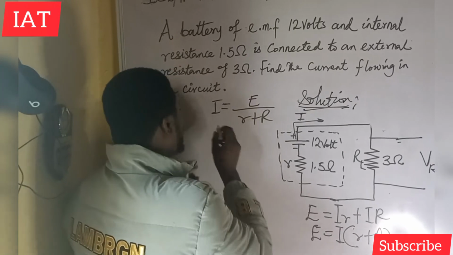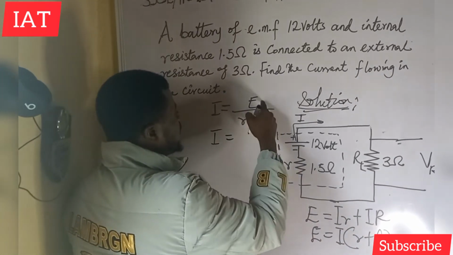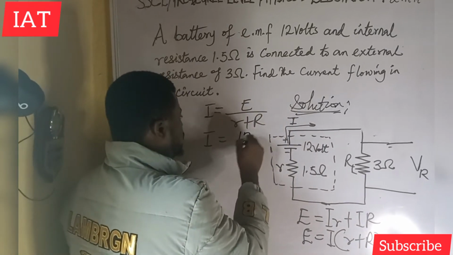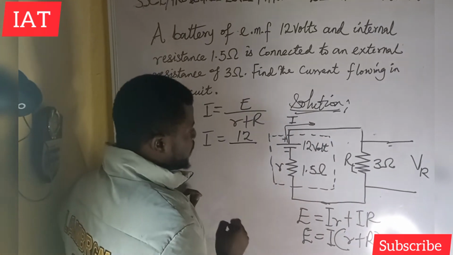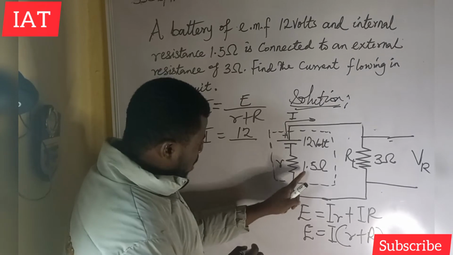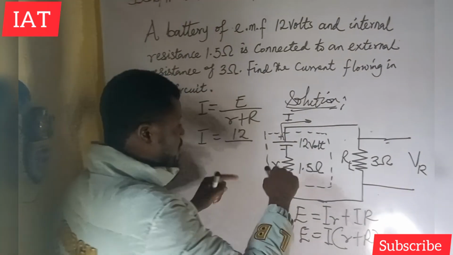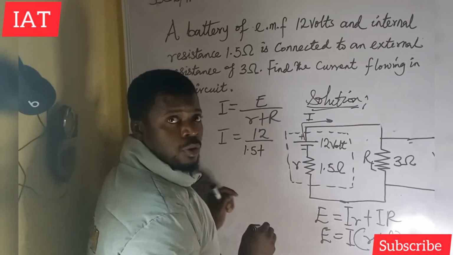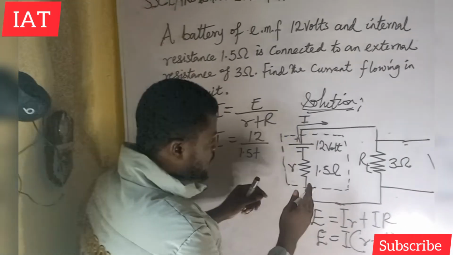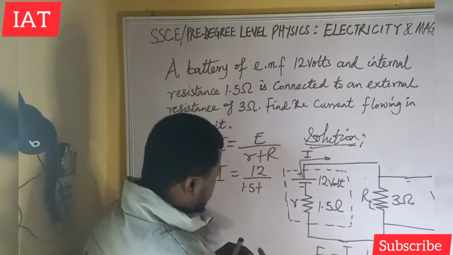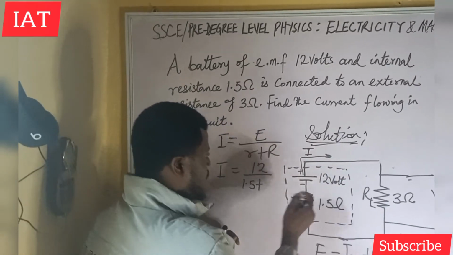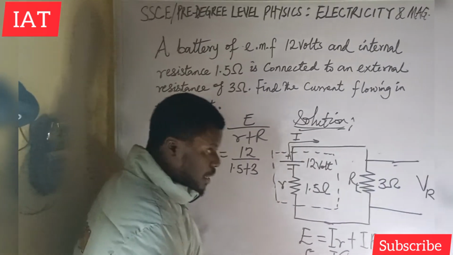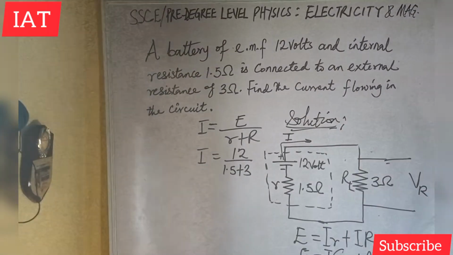So at this point, what is our E? Our E is the EMF, which is 12 volts. So I have 12 divided by what is our small r? Our small r, which is the internal resistance, is 1.5, plus what is the value of this load resistor? That is 3. So let me get a calculator and add these together.